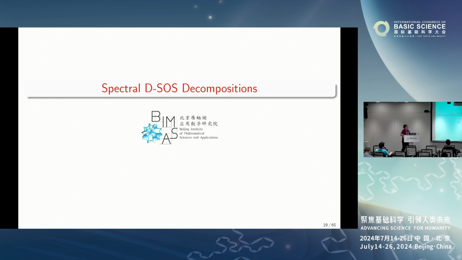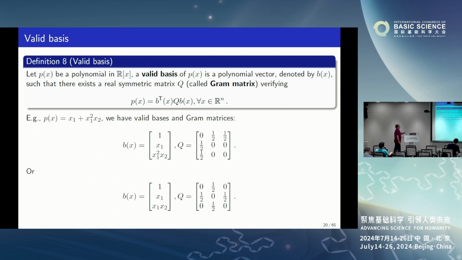So the first practical decomposition method for D-SOS we call the spectral decomposition. It is an extension of the spectral decomposition for quadratic forms. Here we extend it to more general polynomials. The first definition is about a valid basis. A valid basis is a polynomial vector, which we denote as B, such that there exists a real symmetric matrix Q, called the Gram matrix. Here B depends on x, but Q does not depend on x, such that P(x) is equal to B(x) transpose Q B(x).